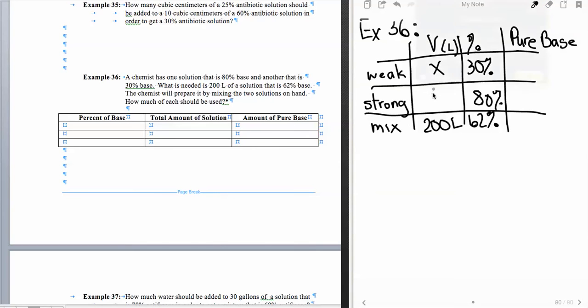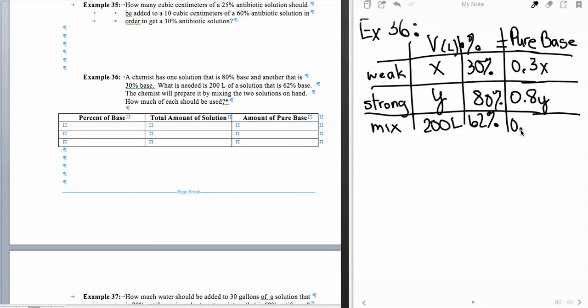Well, of course, we're going to say x and we're going to say y for each of those, and then we are going to use the fact that volume times percent is equal to the pure, and these are bases, and you see I've put that in there. So we have 0.3x and we have 0.8y, and after we have that, we have multiplication as well.